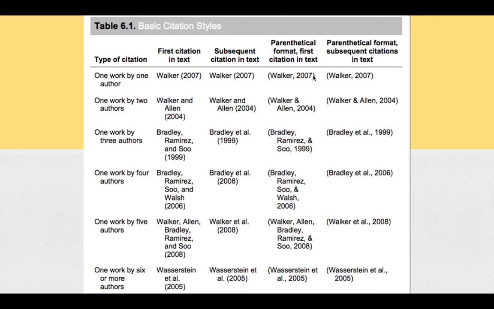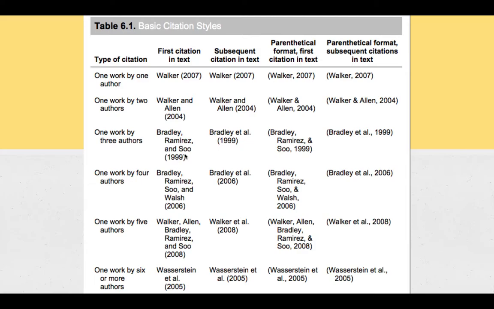It would look like this. It's not really till we get into multiple authors that we change the way the citation looks. So if you only have 1 or 2 authors, which is going to be the case for you most of the time, your citation won't change from time to time. But if you have more than 3 authors, that's when we start changing the way the citation works.